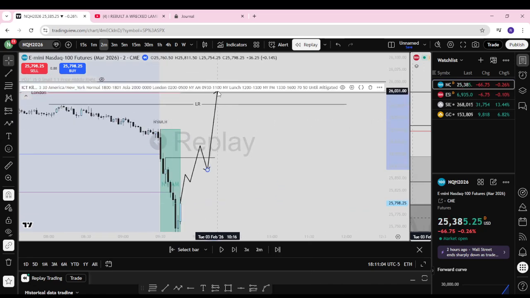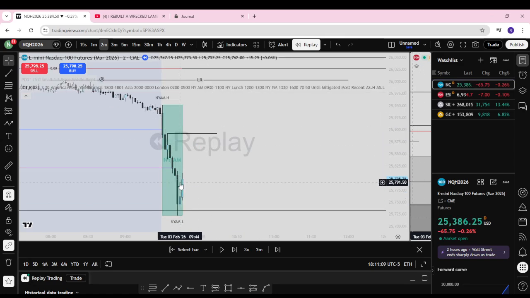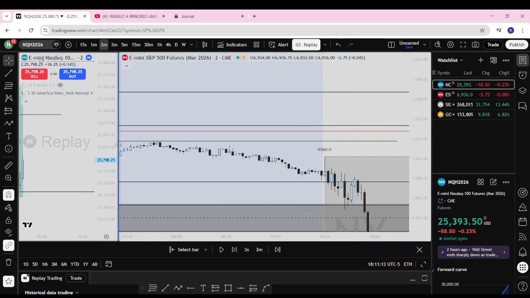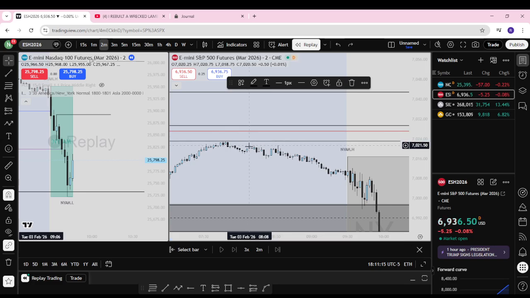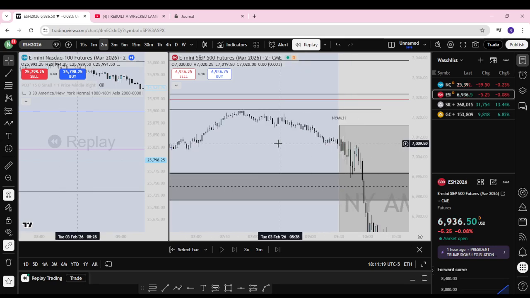That would have been a way cleaner setup with way better structure to long from, instead of just longing from this first 2-minute inversion, in my opinion. Now, there was something a bit nice about this 2-minute inversion, but overall, I really think this is a pretty bad trade, in my opinion.